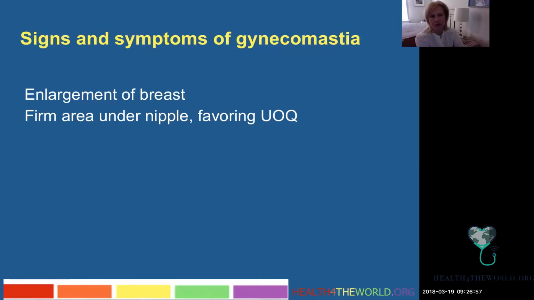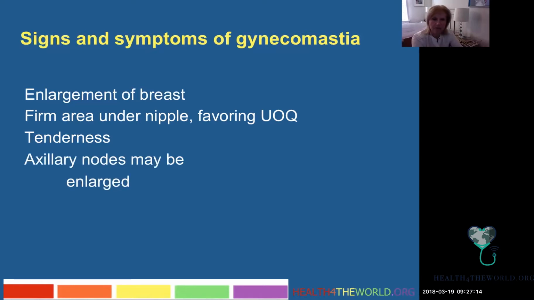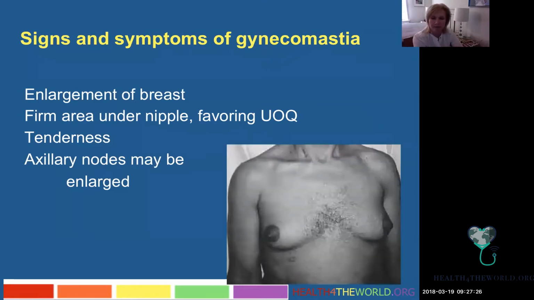Generally, there's a firm area that can be palpated directly under the nipple and areola, and it favors the upper outer quadrant portion of the subareolar area. There's often a little bit of tenderness associated with gynecomastia, and the axillary lymph nodes may be enlarged. Remember, there was a component of edema that we saw on the pathology slide. This is reflected in mild adenopathy. We expect that with gynecomastia.